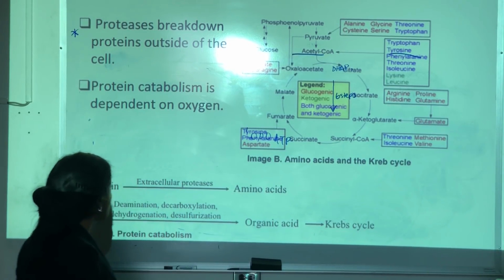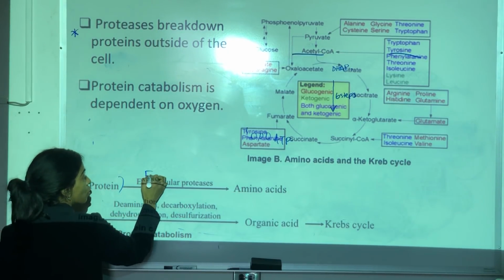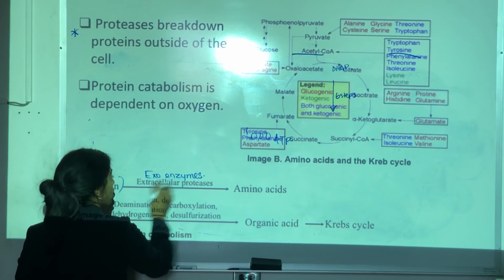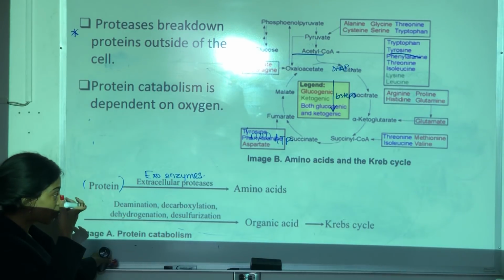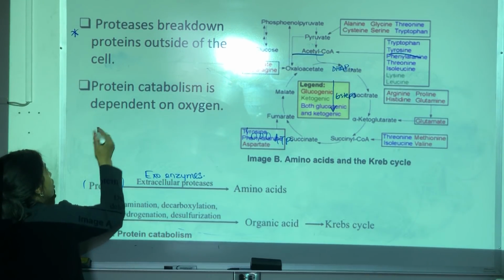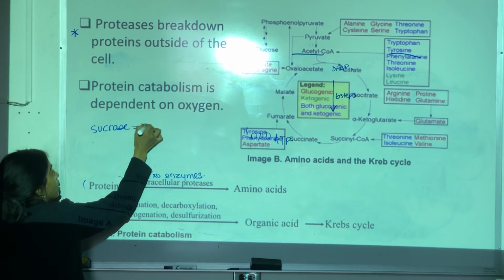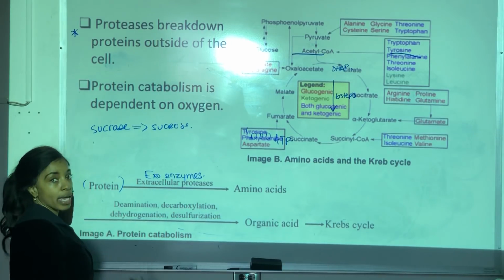All right. So these proteases, if you have your protein, so we start with our protein, they're extracellular or exoenzymes. And these exoenzymes go outside the cell. So some other exoenzymes I'll mention, you have sucrase, and sucrase degrades what? Sucrose. And degrades sucrose into glucose and fructose.